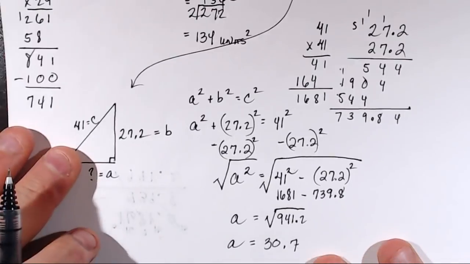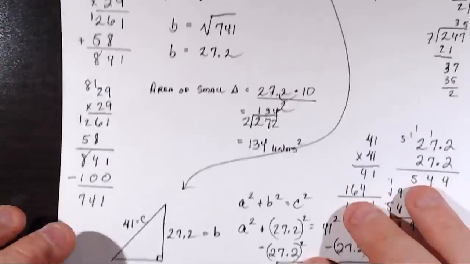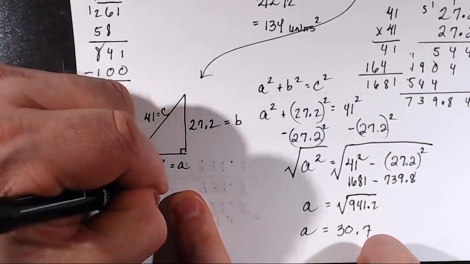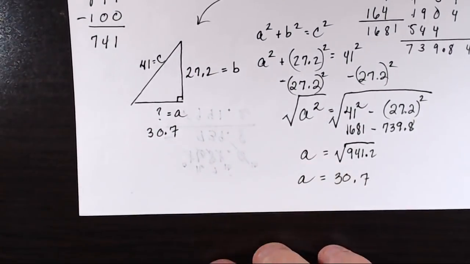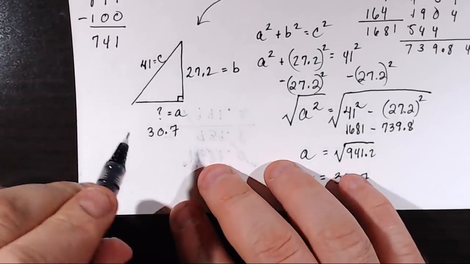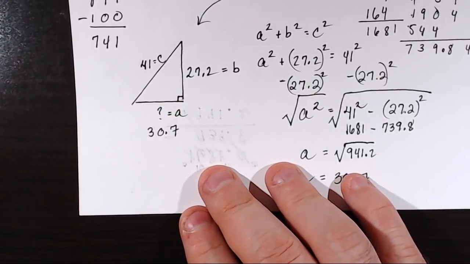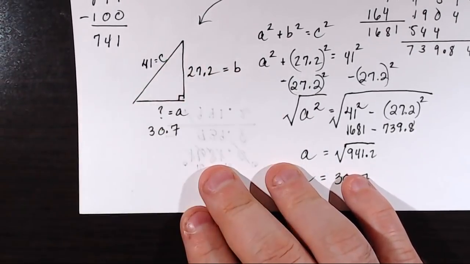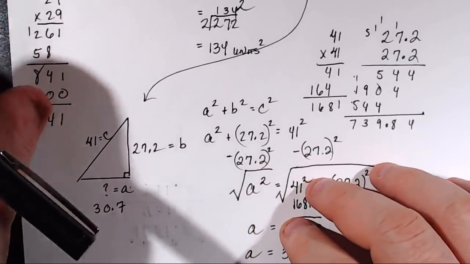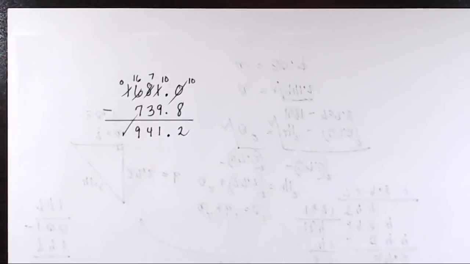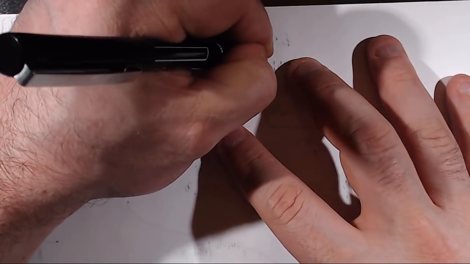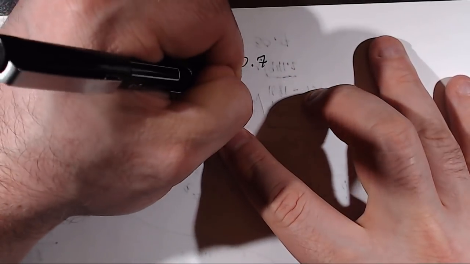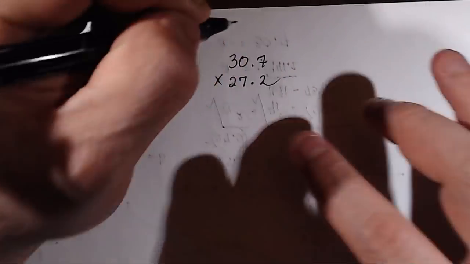All right. So that was the missing side here, 30.7. And now what we need to do is multiply base times height divided by 2. So 30.7 times 27.2 divided by 2. 30.7 times 27.2.